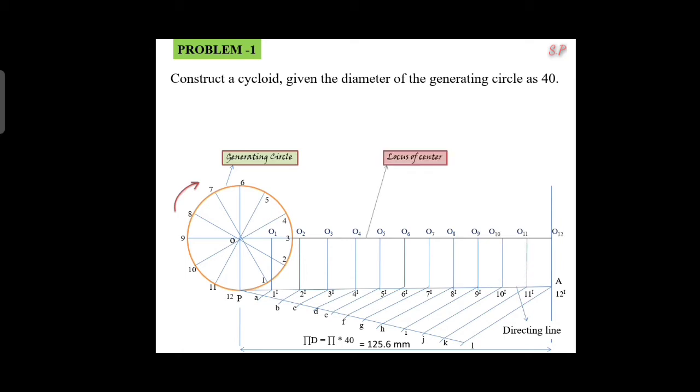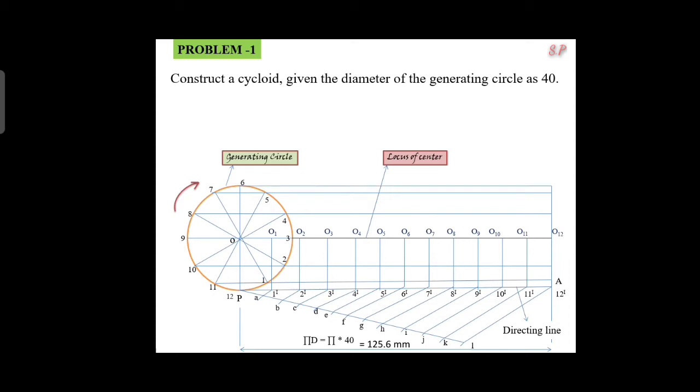After locating these points on the center locus line, you draw a straight line from the points 1 and 11. That straight line is parallel to PA. Next you draw another horizontal line from the points 2 and 10. That is the locus line of 2 and 10. Next you draw the 4, 8 locus line, the 5, 7 locus line, and the 6 locus line.